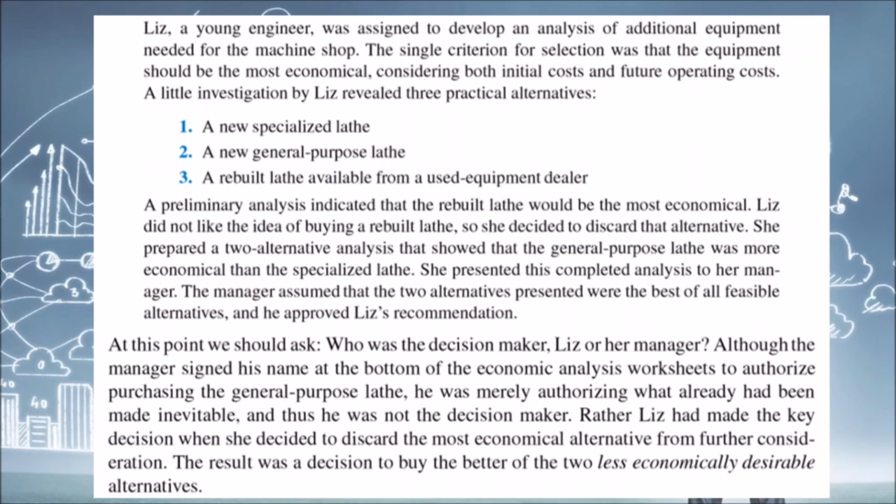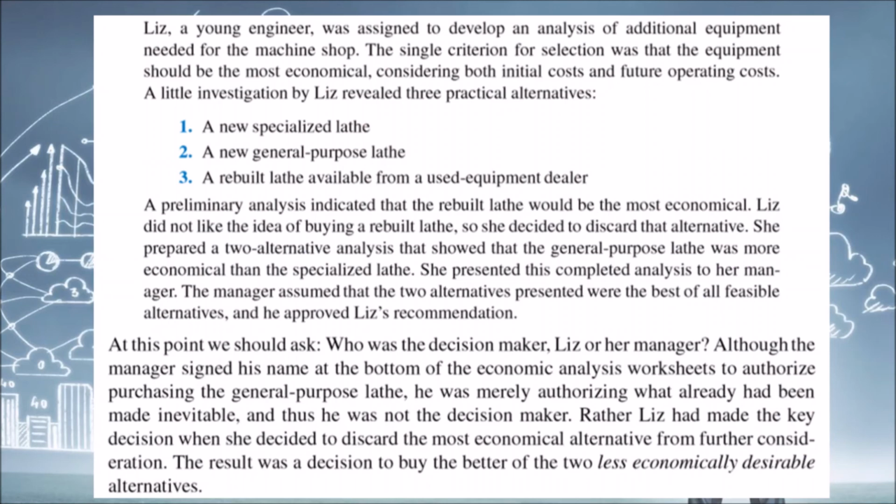A preliminary analysis indicated that the rebuilt lathe would be the most economical. Liz did not like the idea of buying a rebuilt lathe, so she decided to discard that alternative. She prepared a two alternative analysis and showed that the general purpose lathe was more economical than the specialized lathe. She presented this completed analysis to her manager. The manager assumed that the two alternatives presented were the best of all feasible alternatives, and he approved Liz's recommendation.